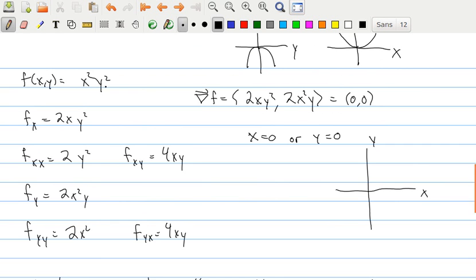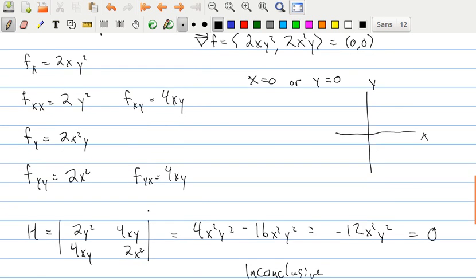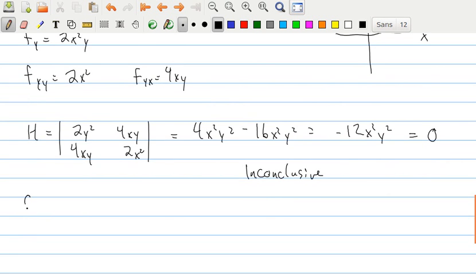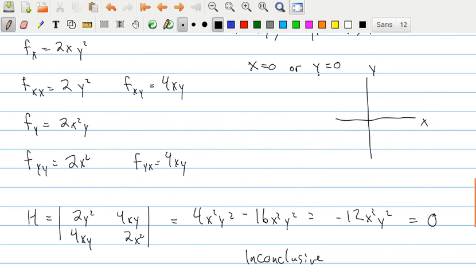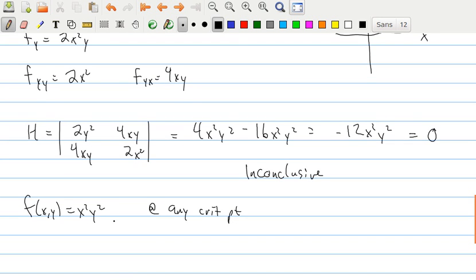Now we're actually going to just look at the function in the first place. Okay, so f of x, y was x squared y squared. And at any critical point, those critical points we discovered previously, x was 0 or y was 0. That was our family of critical points in there. If you plug x equals 0 or y equals 0 into the original function, the function is going to be 0.